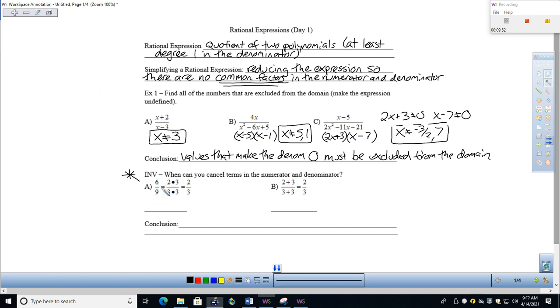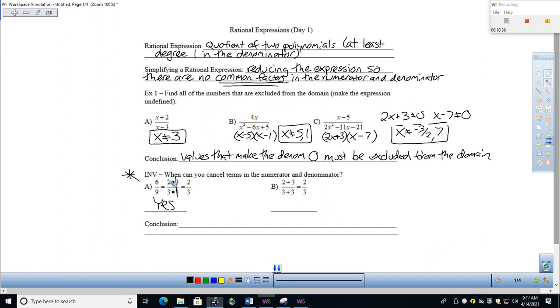If I said to you, reduce 6 over 9, you would say to yourself, okay, I know that 6 is 2 times 3, 9 is 3 times 3, and yes, this is what's called a common factor, and so they cancel out. If I asked you to reduce 6 over 9, you would tell me that's equivalent to 2/3. So the question is, can you simplify that expression by canceling out the 3's right here? And the answer is absolutely yes, because the 3's are what are called common factors.